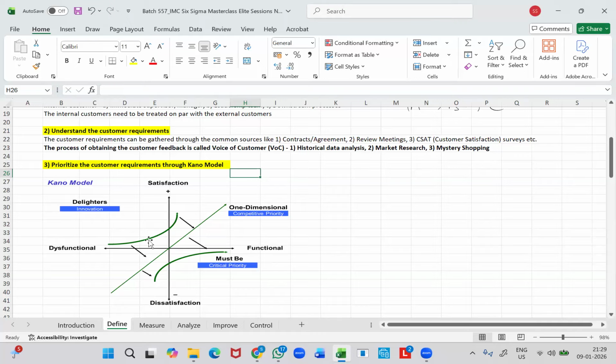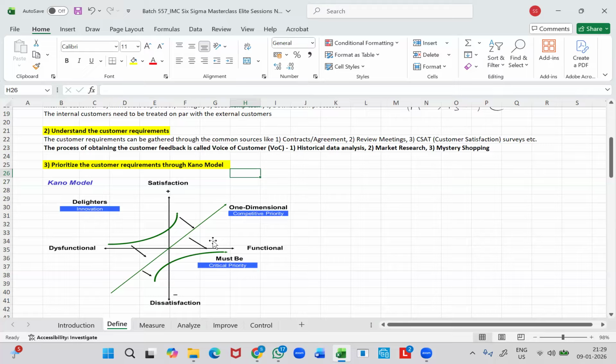And one more important thing to be noted here is that what is must-be, what is one-dimensional, or what is a delighter could vary from customer to customer. So we cannot assume that the needs would be consistent across the customer group. That is why it's important for us to understand who our customer is, so that we will be able to clearly understand what his must-be needs, one-dimensional needs, and delighter needs would be, because it can vary from customer to customer. What is must-be to me could be a delighter for someone else, right?